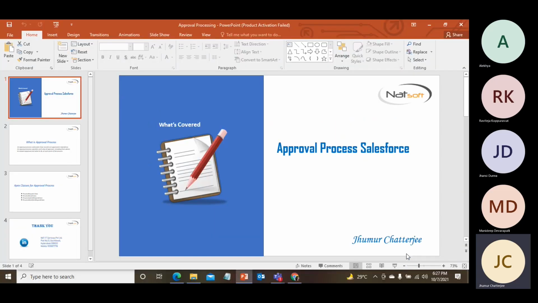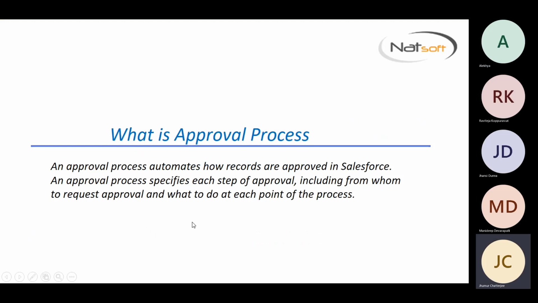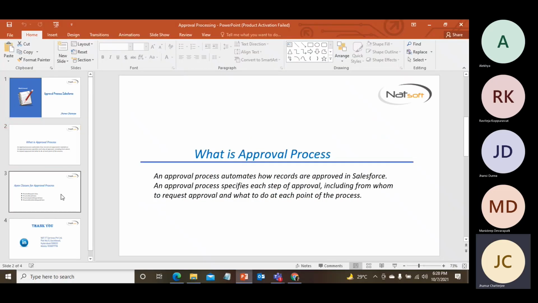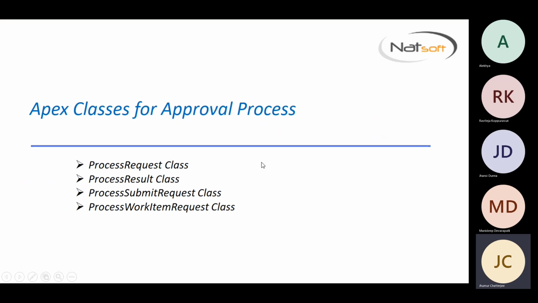So, what is an approval process? An approval process automates how records are approved in Salesforce. It specifies each step of approval, including from whom to request approval and what to do at each point of the process. It's an out-of-the-box feature of Salesforce, but here I am going to do the customized things.